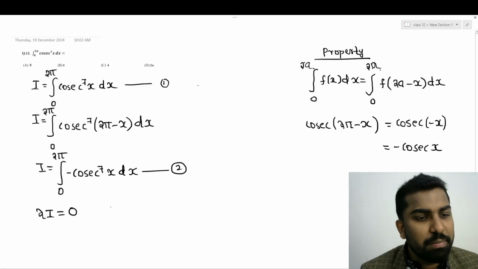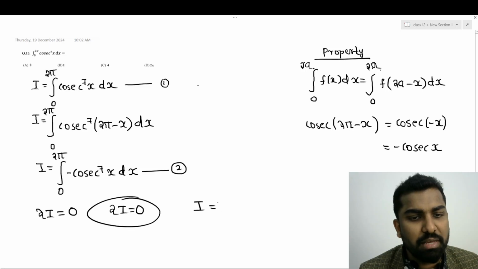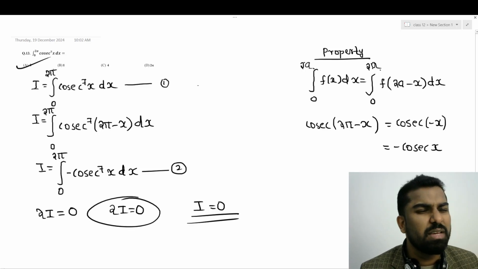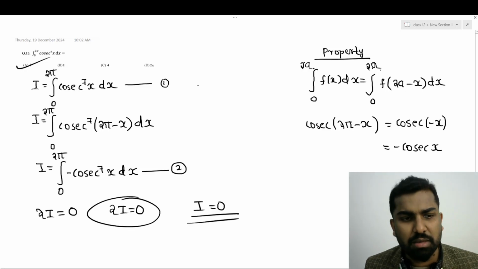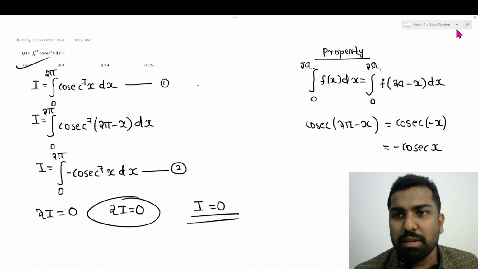So 2I will be equal to 0 means I will also be 0, that we got from here, right? That means the I value will also be equal to 0. That means the value of the integral from 0 to 2 pi of cosec power 7x dx will be equal to 0. Basic property, that's it. I hope this question is also clear to everyone. Let's go for the next question.